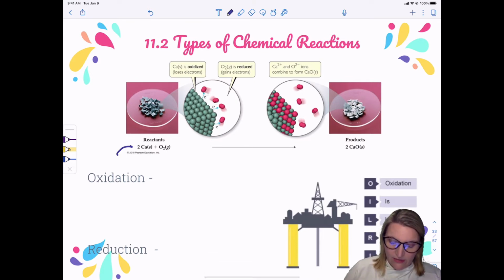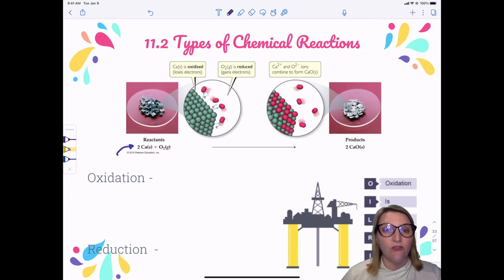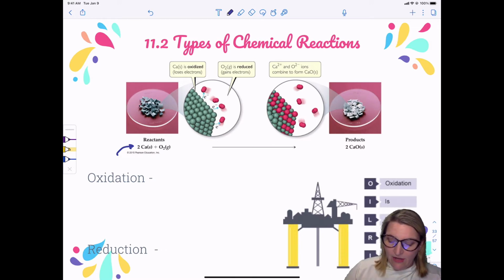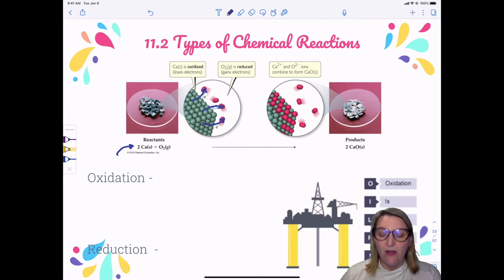This is calcium metal and oxygen gas, just the oxygen that's in the air. Remember, calcium is an alkaline earth metal, which means that it has pretty low ionization energy, and it will be much more stable if it gives up its 2 valence electrons. And what happens is just through a natural process, the calcium gives its extra electrons to the oxygen.